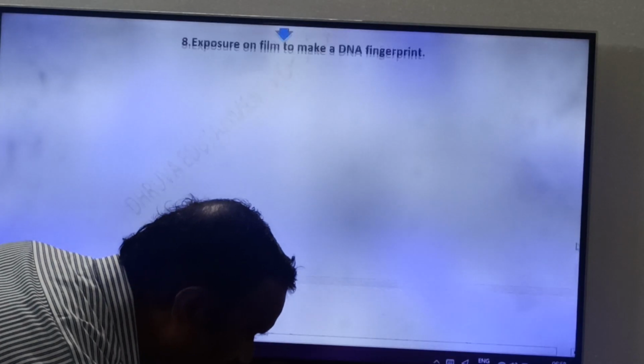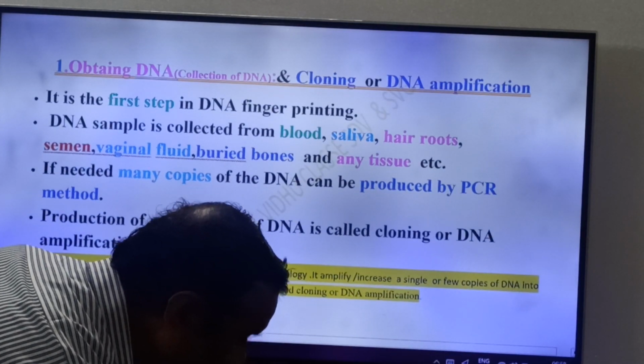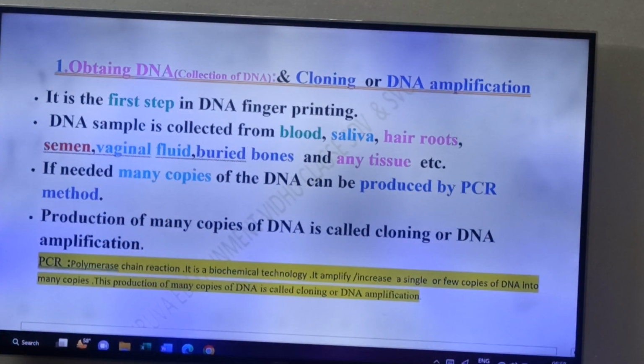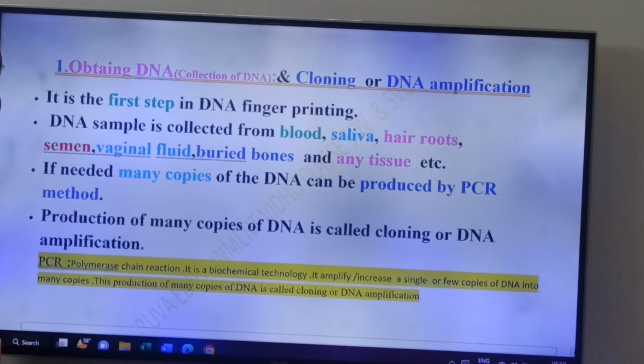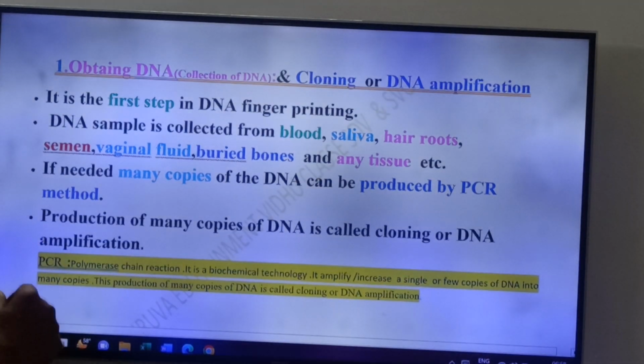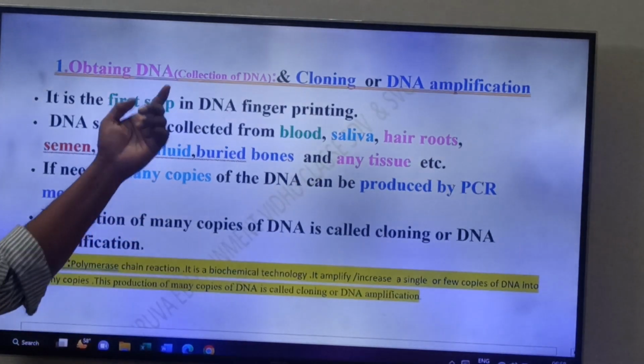Okay, friends, come to the first one. What is that, friends? Obtaining DNA or collection of DNA. Afterwards you have to make clones if needed, or do DNA amplification, friends. Now see, friends, obtaining DNA is the first step in DNA fingerprinting.